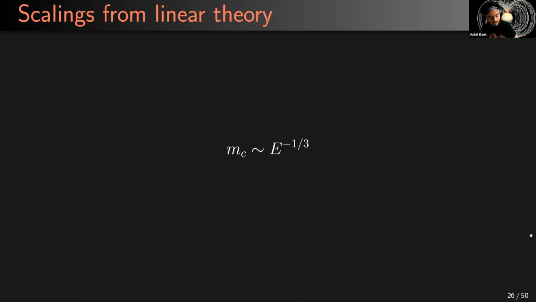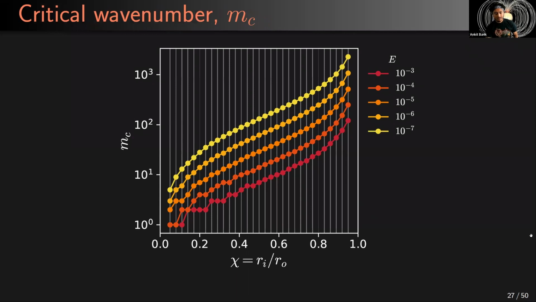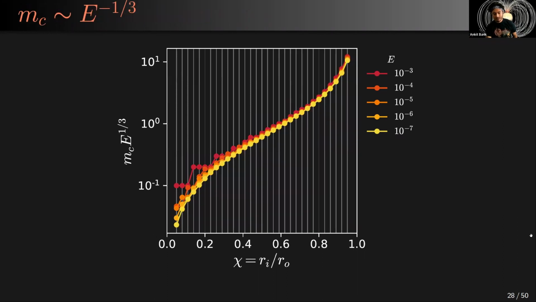Now we first look at the critical wave number. That's how all the results look, and now let's see how they collapse when we compensate with the very first order scaling. Once we compensate with the minus 1/3 scaling, everything nicely collapses down to a single curve. And since they do that, we thought, why don't we try to determine the equation of this curve?